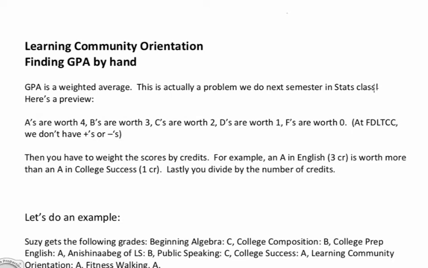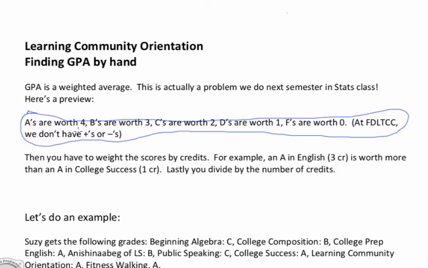Finding GPA by hand. The first thing you need to know is that each one of the letter grades transfers to a number. A's are 4, B's 3, C's 2, D's 1, F's 0. At Fond du Lac, we don't give plus or minuses, so we don't have to worry about those. So then you have to weight the scores by how many credits.